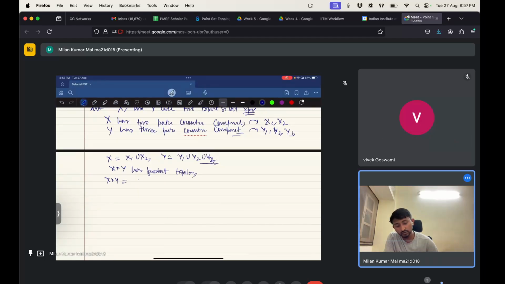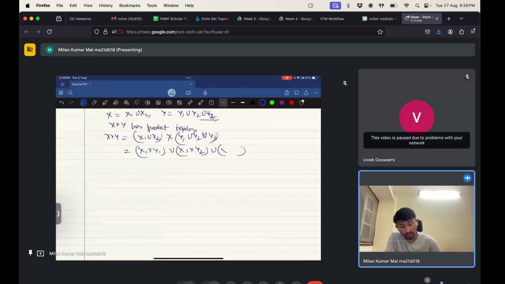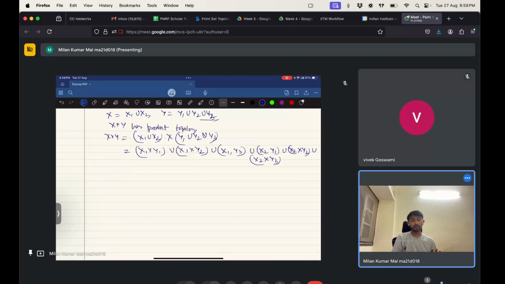x cross y will be like (x1 union x2) cross (y1 union y2 union y3). Check that this will be like x1 cross y1 union x1 cross y2 union x1 cross y3. Here cross means this is a tuple. Then x1 cross y3 union x2 cross y1 union x2 cross y2 union x2 cross y3. These are the sets, and these are all of them. You can look at these sets. This set is connected, because each of the components is connected. Each of these six subsets is connected.